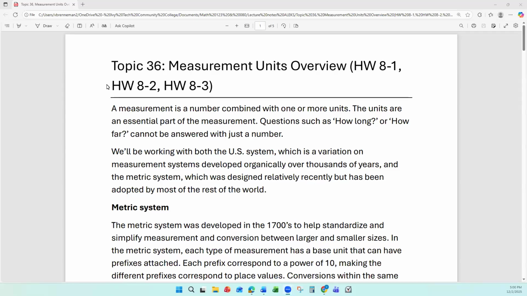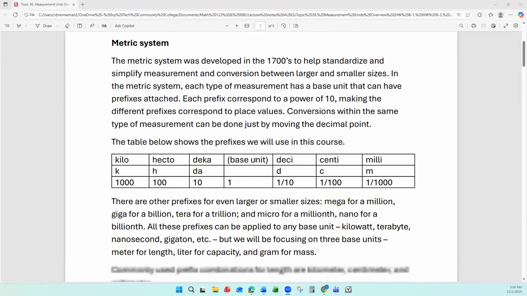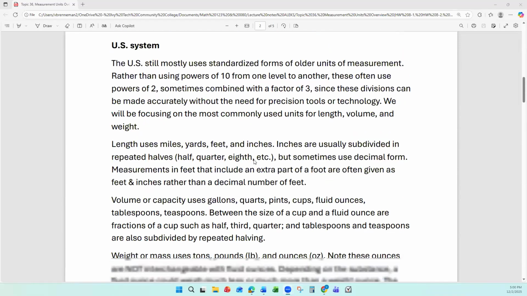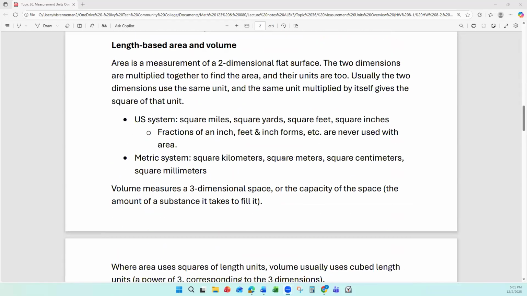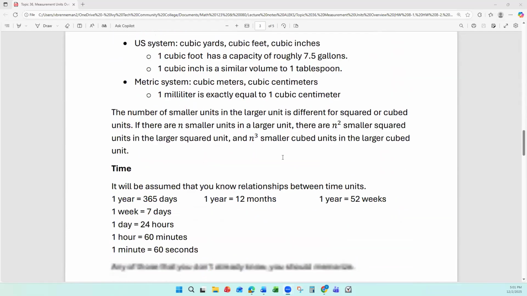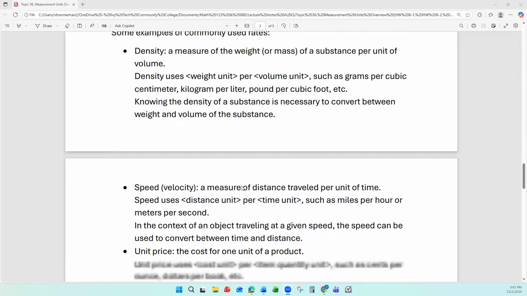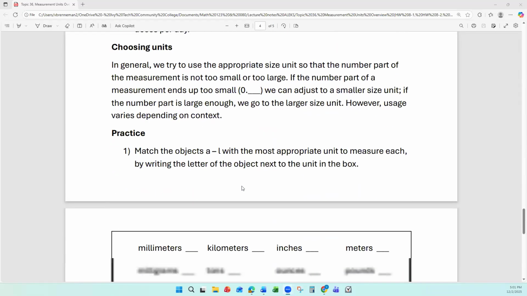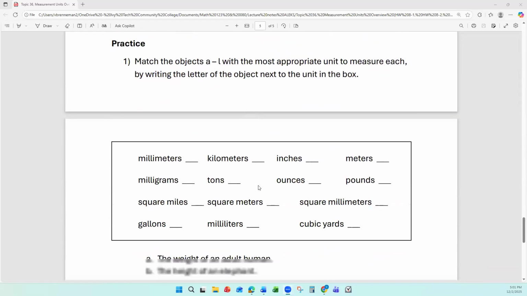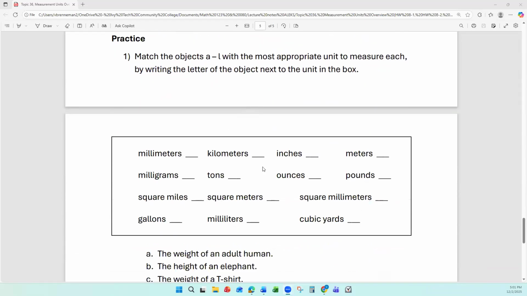This video is over topic 36, practice question. So topic 36 just introduces the various measurement units that we'll be working with, looking at the metric system, the US system, area and volume, time, and other rates. But the practice question here is looking at appropriate units for a specific context.